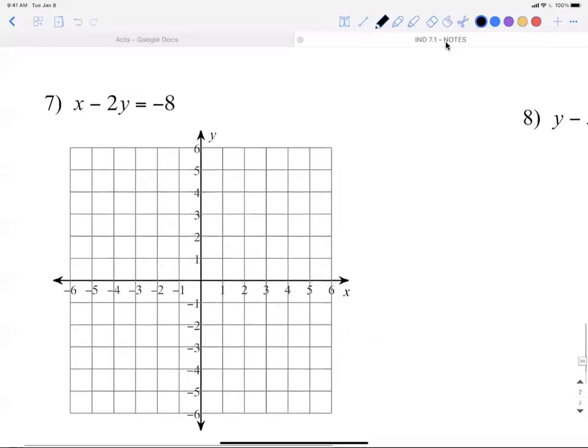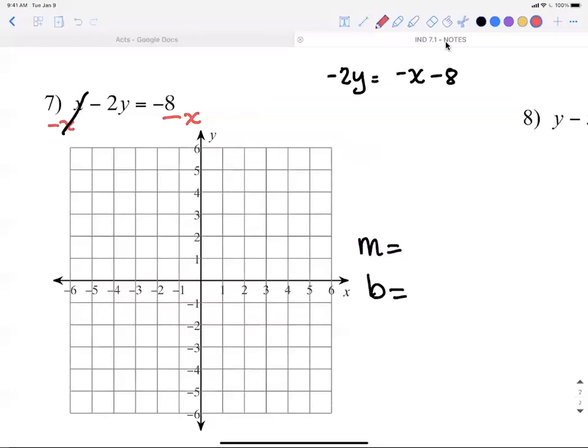So again, I'm going to leave myself a space here because I am going to state my m and my b when I'm done, and that'll help me graph it. All right, so the first thing I want to do is move my x. So I'm going to subtract an x and subtract an x. Now, when I do that, I'm left with -2y equals -x minus 8, because on the right-hand side, I have a -x and a -8.